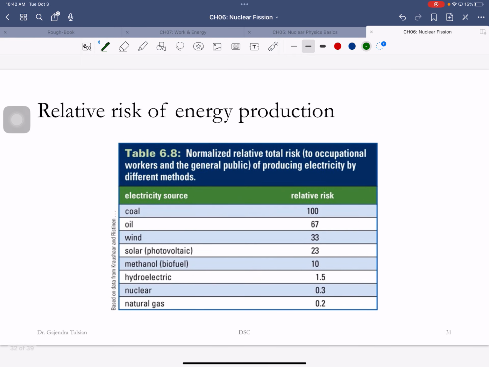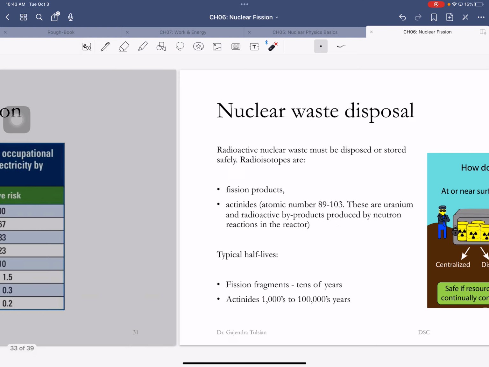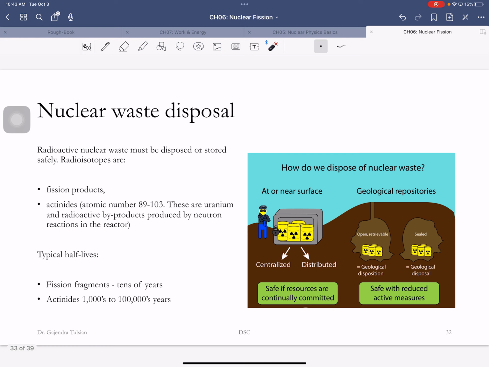You guys can read all of that. Again, here's relative risk. Nuclear power plants are extremely safe compared to those guys, according to these guys. The nuclear waste can be contained.